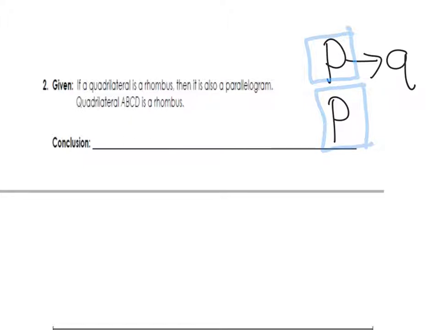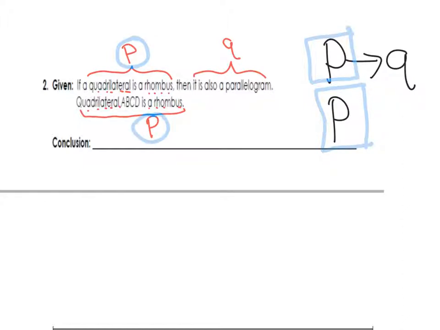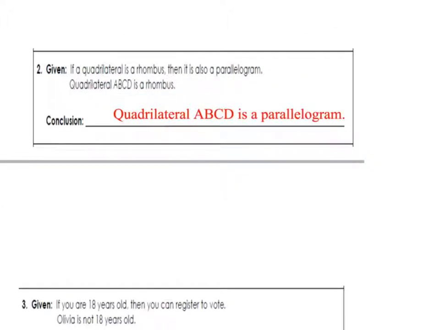If a quadrilateral is a rhombus, so this right here is my P, because I have an if. Then it is a parallelogram. I have a Q. Quadrilateral ABCD is a rhombus. Okay, so this is quadrilateral, this is quadrilateral, this is rhombus, so this again is P. The question I have for you is, do I have the same thing here and here? Do they say the same thing? Yes, they do. So here's my conclusion. My conclusion is quadrilateral ABCD is a parallelogram.